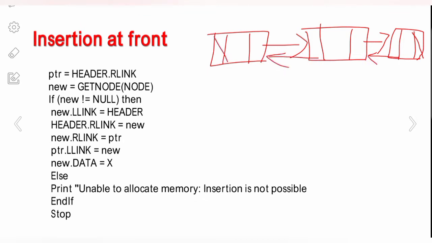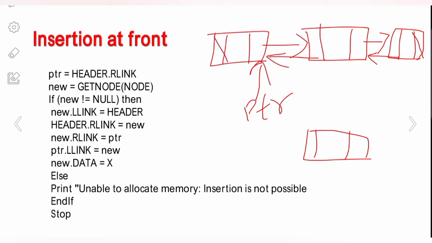So this is the header node. Pointer equals header dot r link, so the pointer PTR points to the right link, that is, the next node. This is the pointer. New equals get node of node. Using this function we generate a new node, that is the new node that I want to insert at the front. So this is the new node that is created.